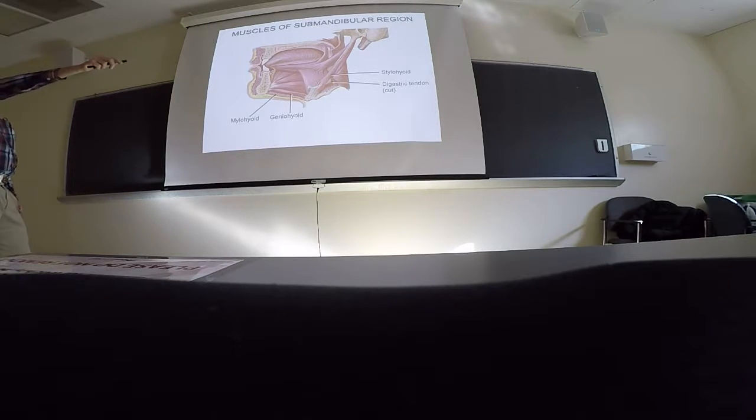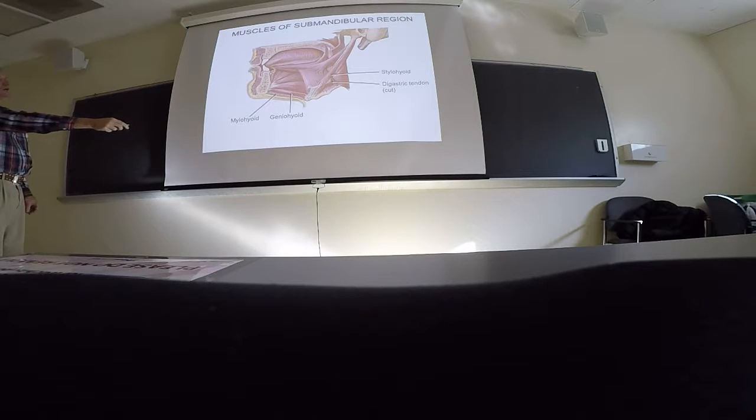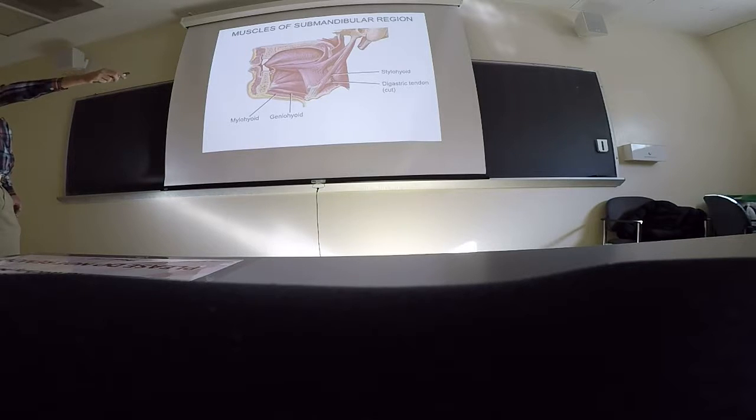Here's stylohyoid coming down, wrapping around that intermediate tendon of the digastric. So here's the mylohyoid, the one you saw when we did the neck. Here's the geniohyoid, that we just talked about a minute ago. And that's again stylohyoid back there.